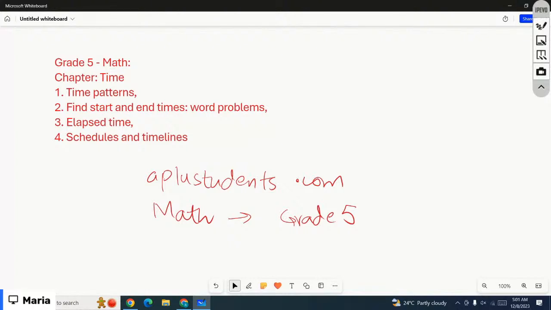We're going to start with the chapter time, and the lessons we're going to cover from the chapter are time patterns, find start and end times, word problems, elapsed times, schedules, and timelines. So let's start with the chapter time. Please make sure you have your notebook and pencil so that you can note down the important examples and definitions as well, right?